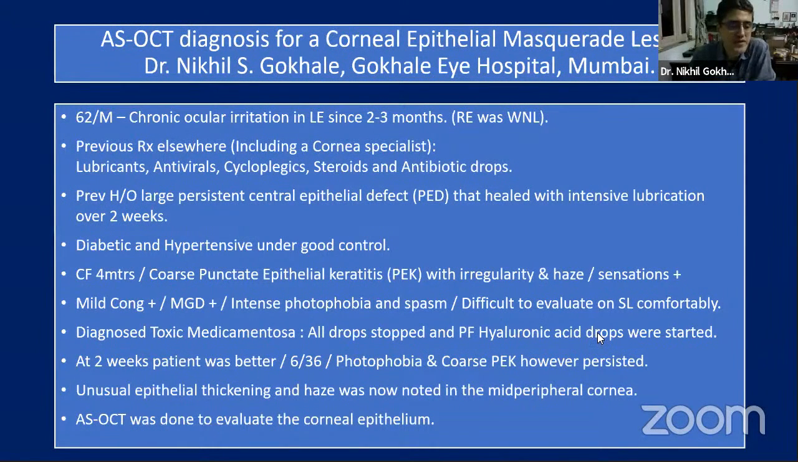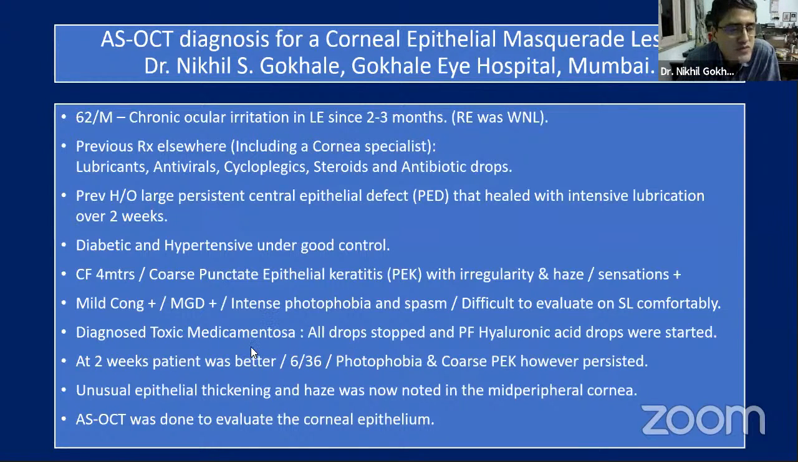Yeah, so this was a patient who came to my clinic. He was an elderly person and he was having chronic ocular irritation for about 2 to 3 months in one eye. And he had already shown several eye doctors and cornea specialists and had tried various forms of treatment, including antivirals, steroids, lubricants, etc. His old record showed that he had a large persistent epithelial defect which took over 2 weeks to heal with a lot of lubrication. He was diabetic, hypertensive, well controlled.